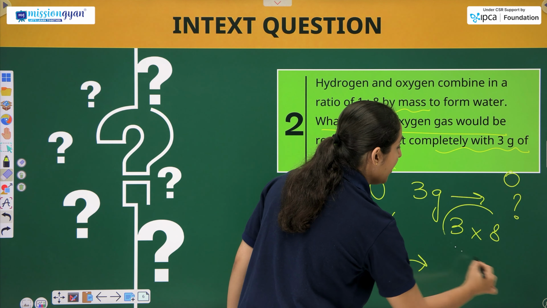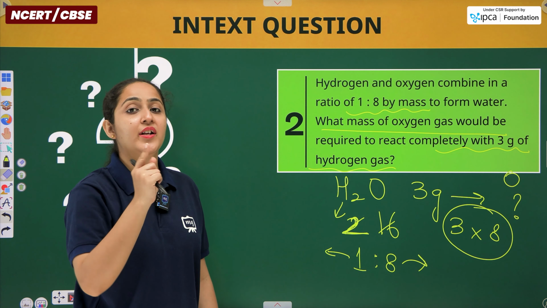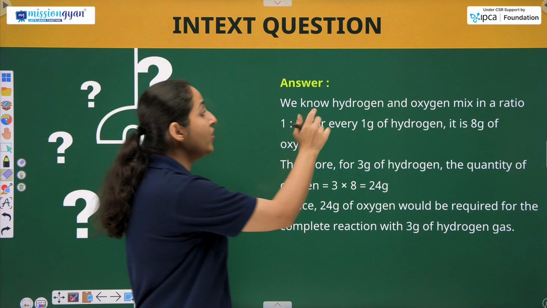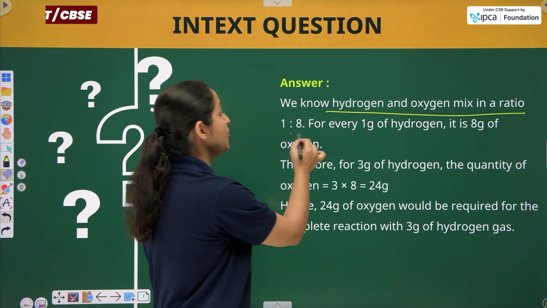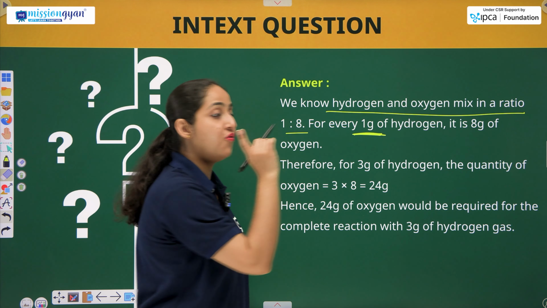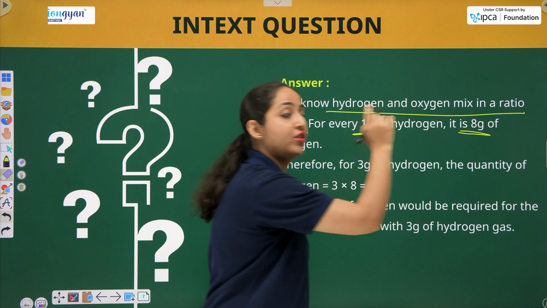ऑक्सीजन का मास होगा 8 times whatever you are taking the hydrogen. Is that clear? So how will you write it? We know that hydrogen and oxygen mix in a ratio of 1:8. So for every 1 gram of hydrogen, 8 ग्राम ऑफ ऑक्सीजन इज नीडेड.